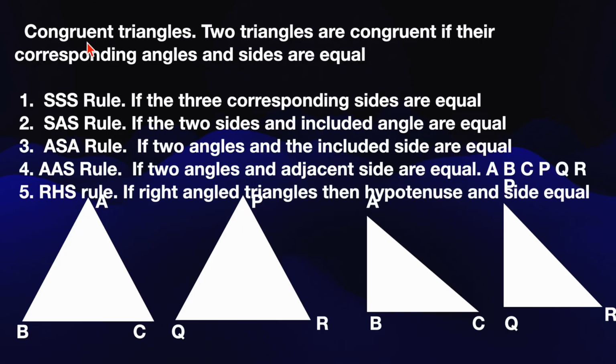Now let's go to triangles. So here we are going to study special type of triangles which are congruent. Okay, two triangles are congruent if their corresponding angles and sides are equal. So here let's take these two triangles.